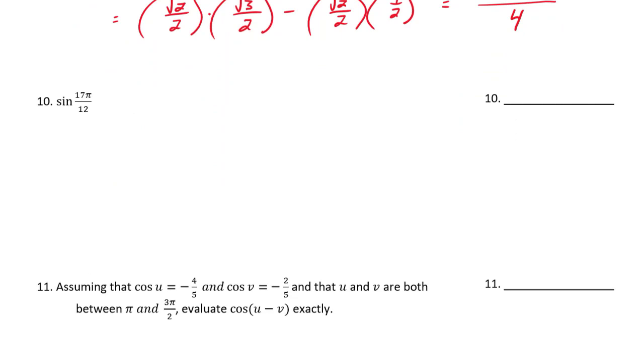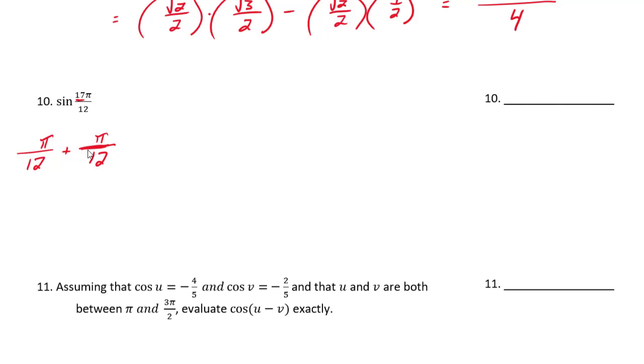Number 10 here is going to be pretty much the same approach. I still want to use a sum or difference formula, but the key difference is that instead of degrees, now I have radians. So to start, I might recommend trying to figure out how I could make this 17 pi twelfths by thinking of it as a pair of fractions that have a pi on top and 12 on the bottom that add up to create that 17.